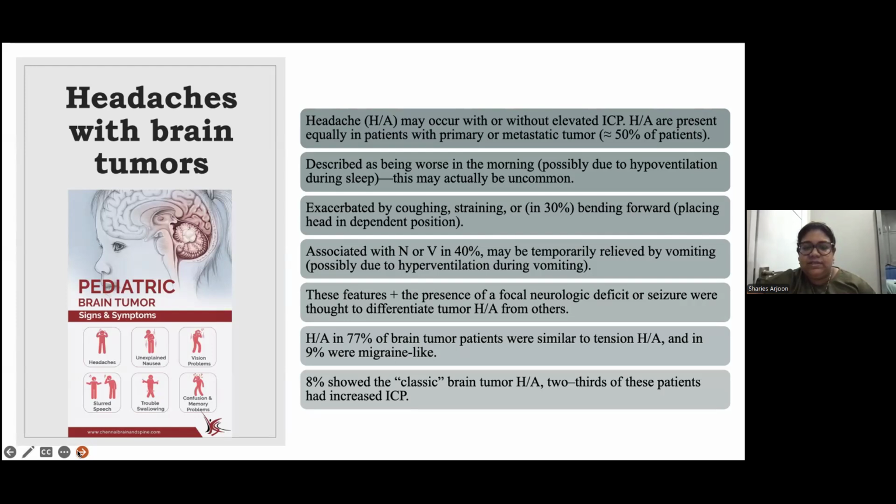during vomiting. These features and the presence of focal neurological deficits or seizures were thought to differentiate tumor headaches from other types of headaches. In 77% of brain tumor patients, they had headaches similar to tension headaches, and in 9% were migraine-like. 8% showed classic brain tumor headaches, with 2/3 of these patients having increased intracranial pressure.